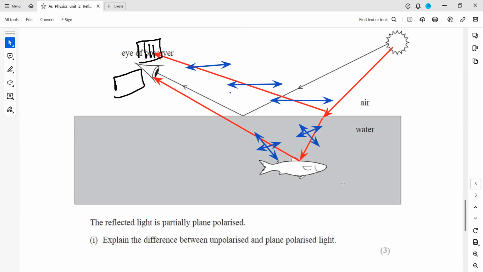Only one component will pass through from the fish. So as a result, we are able to see the fish, but we are not able to see anything which is reflected. The light which is reflected from the surface is partially polarized, so we can place a polarizing filter at 90 degrees, or perpendicular, to the partially polarized light. As a result, no reflected light will be transmitted, and we will only see the component which is reflected from the fish and passes through the polarizing filter. So that's how it can be done.